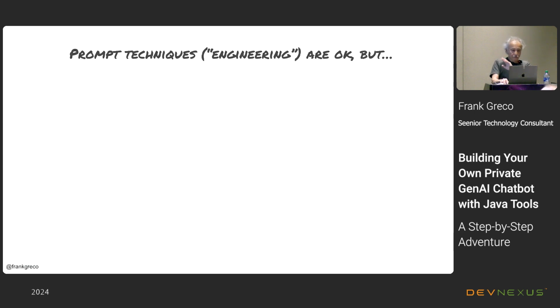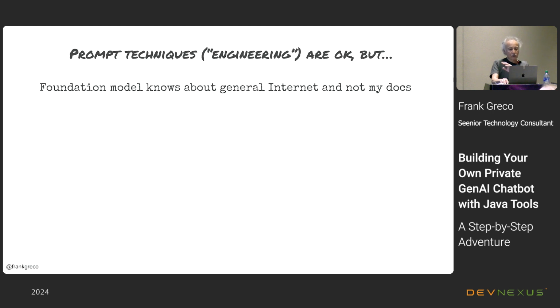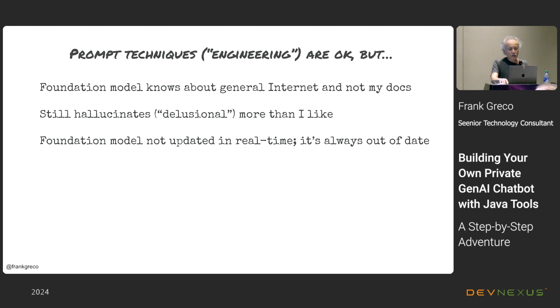Okay, so prompt techniques, they're fine, but the foundation model only knows about general internet, which I'm not sure is good or bad, but it knows about general internet. It doesn't know anything about my docs. It still hallucinates, which I always thought was a bad word. Delusional, I think, is a better word. And the foundation model is not updated in real time. I think OpenAI has a version of ChatGPT 4 that's updated fairly recently, but you have to pay a lot of money for it because it's expensive. I mean, it's bad for the environment too.